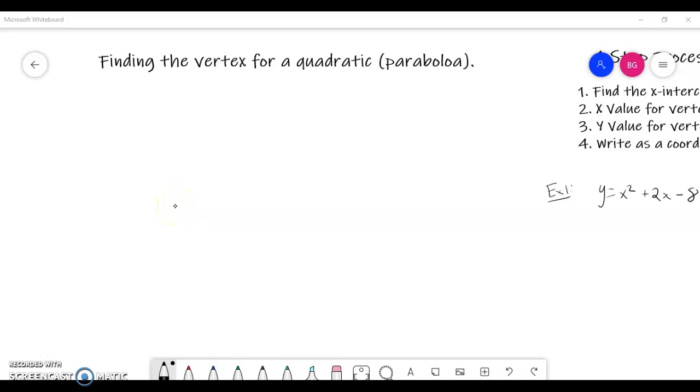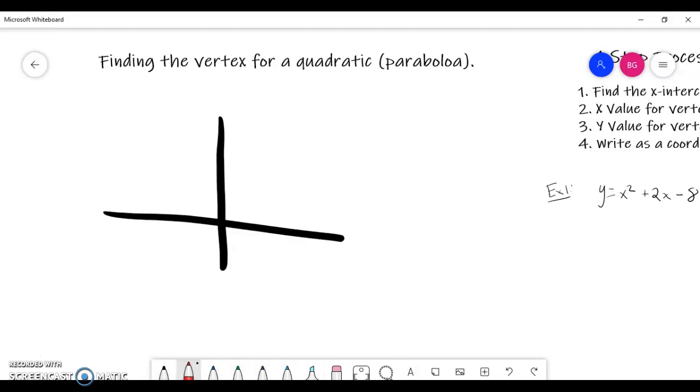Okay, so in this video, we're going to talk about how to find the vertex of a quadratic, which is also a parabola. So let's first understand what the vertex is. If I make a little sketch here, the best I can. Okay, here's our x and y axis, and I'm just going to throw a parabola up here. Let's just say here's our parabola like that. It's not the greatest one, okay?